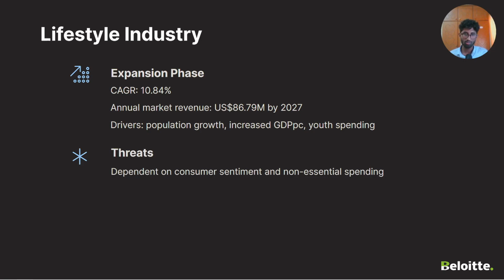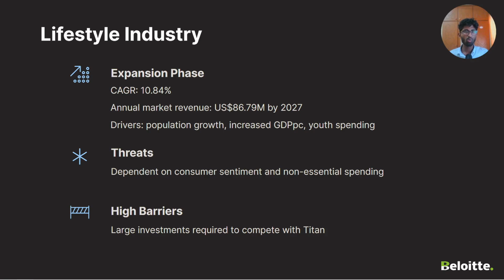Now, what could be the threats for this industry is that the lifestyle industry is majorly not a necessary good, it's a luxury good, meaning it is highly dependent on consumer sentiment and non-essential spending habits. Meaning, if there is any situation like the pandemic, then the consumer sentiment will worsen, and obviously the spending habits related to the lifestyle industry will decrease because you will be focusing on saving and not purchasing new clothes or new eyewear or new jewelry. Now, what could be the barriers, which is actually good for Titan?